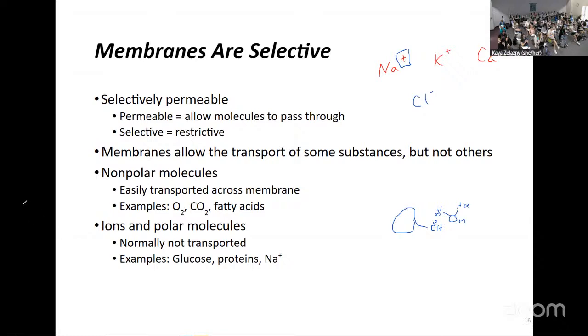So anything that's ionic, anything that's polar, isn't going to be able to cross our cell membrane without help. So that's our ions, that's glucose. Proteins are too big, apart from also having some of these polar regions.